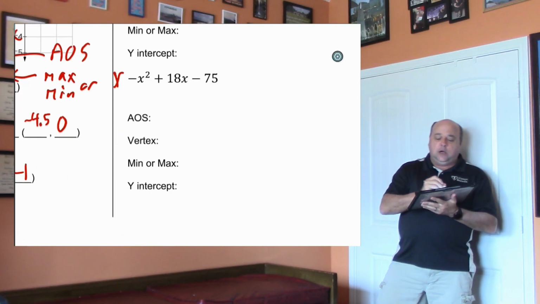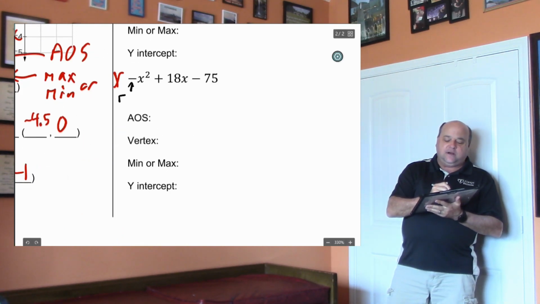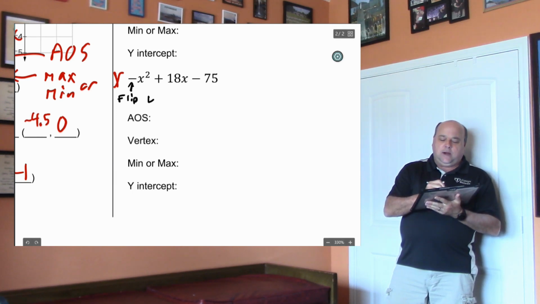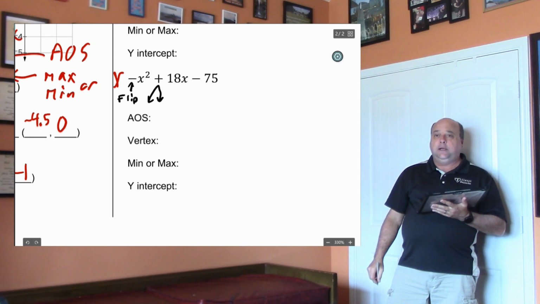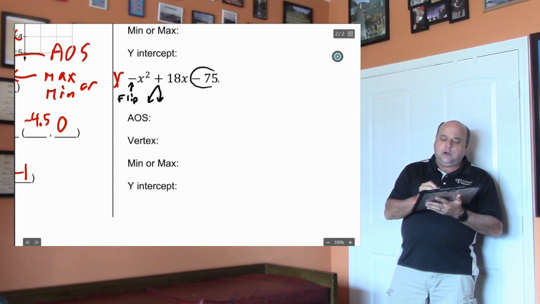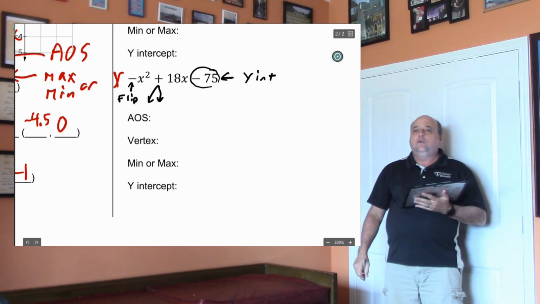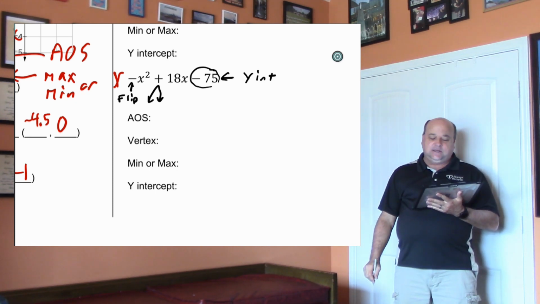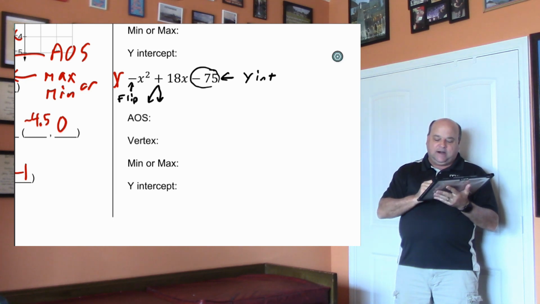Okay, on the last one, notice that this negative sign is going to flip. It's going to flip the parabola. This parabola is going to look like this, okay? Also notice that number right there is going to be the y-intercept. The y-intercept's got to be at negative 75. That's way down on the y-axis, isn't it? Okay, so let's go through and graph this.